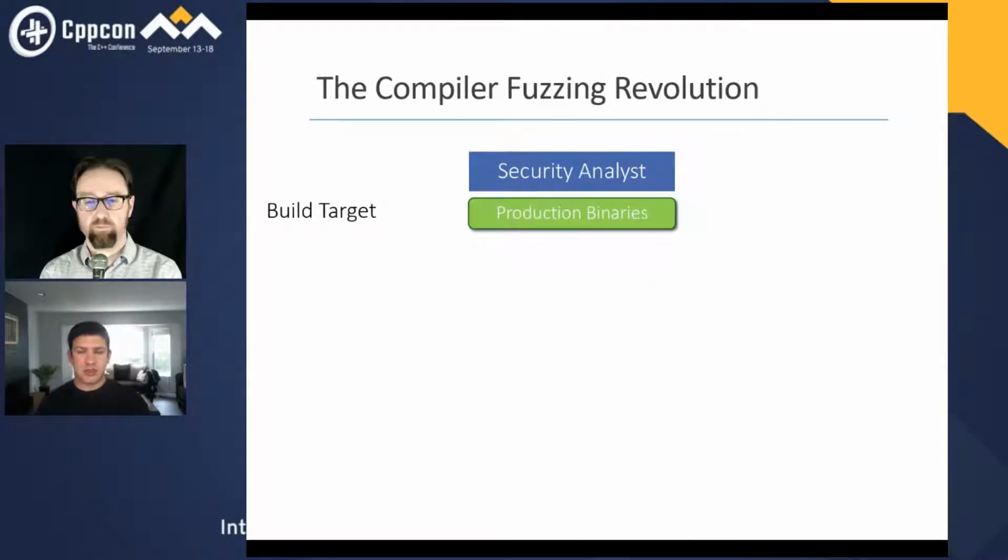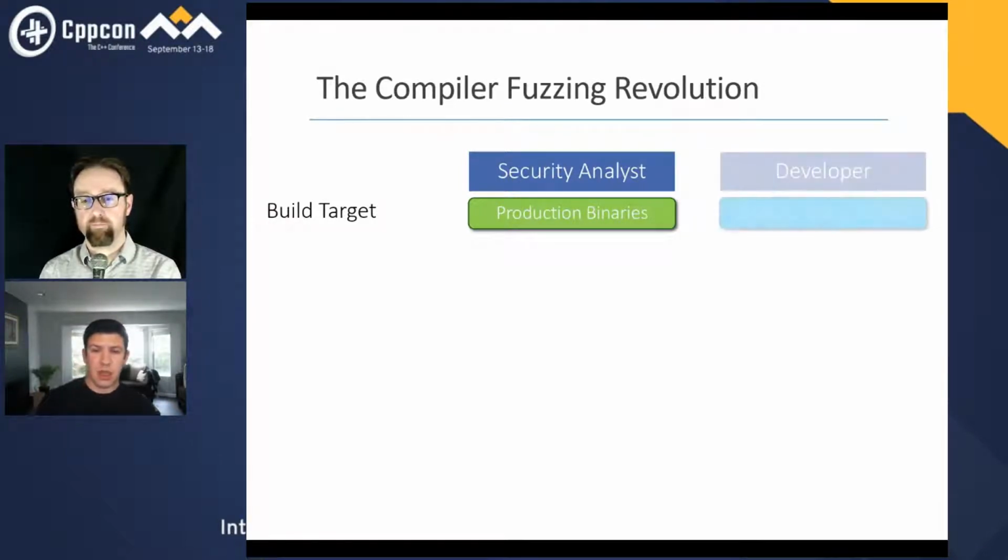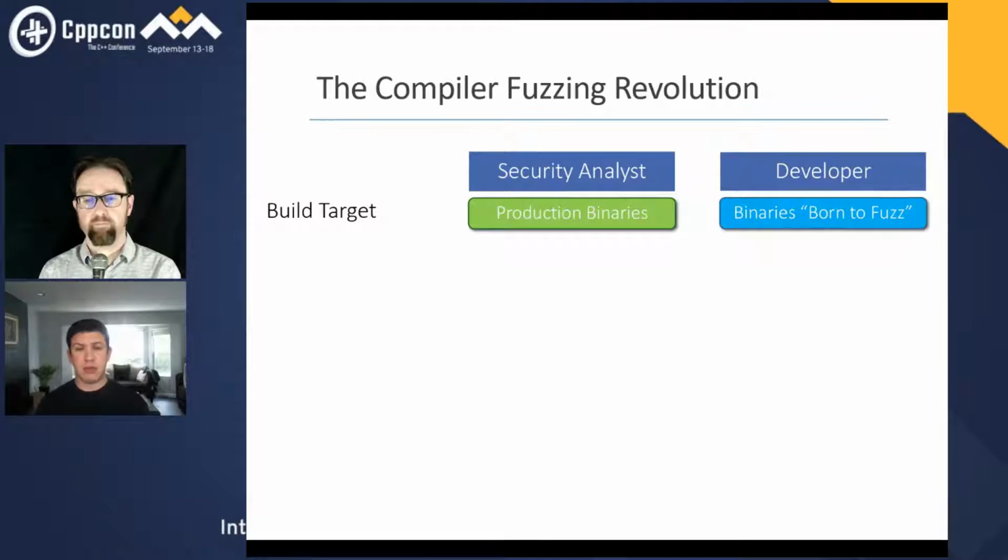So let's take a slightly broader lens and think about how we got to where we are with compiler inserted instrumentation and fuzzing. The way most security teams work today is we employ security analysts to target the production binaries, the same binaries that ship to customers and run on customer systems every day. And our goal is to reach this target where developers can write their own unit test-like binaries that are born to fuzz. They have a single purpose of performing fuzzing. And perhaps they share code in common, but not necessarily the final artifact binaries.